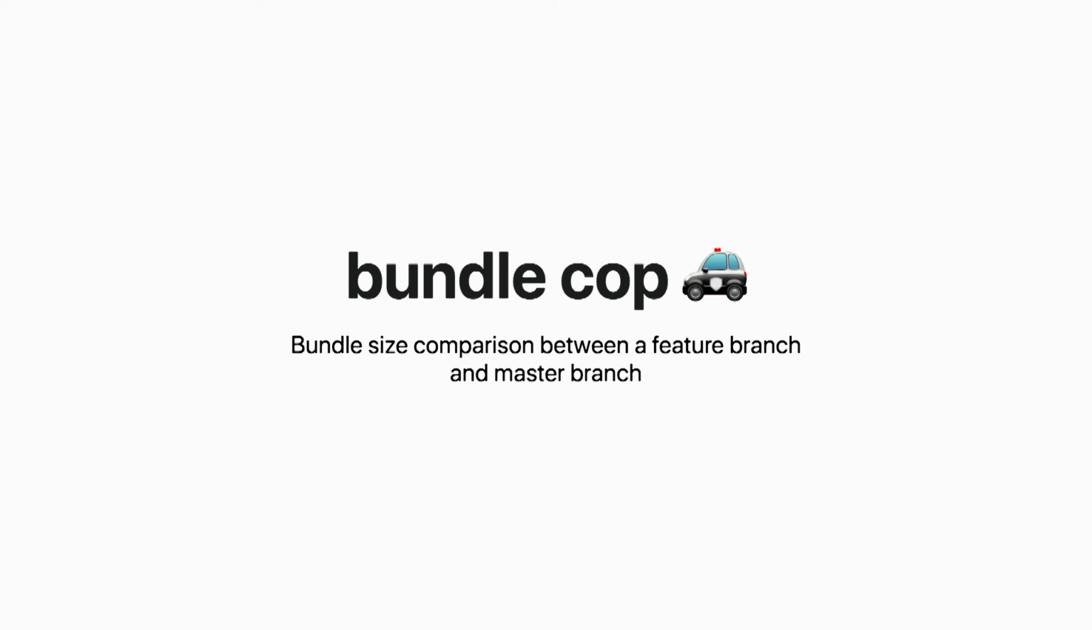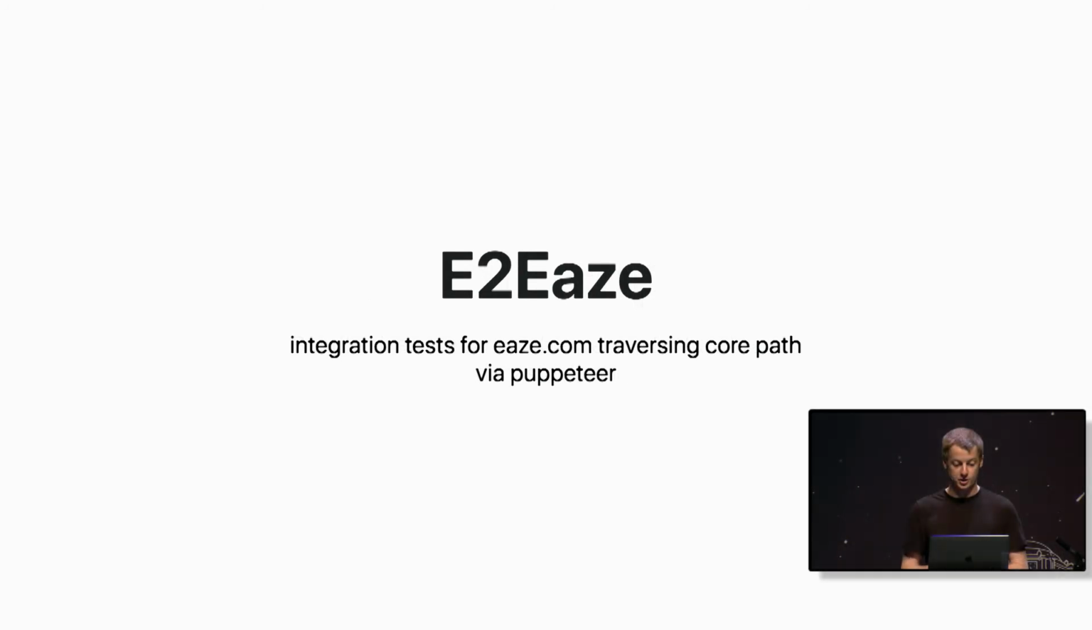The next one is called E2Ease. So this is our integration test suite for ease.com. We traverse the core flow with Puppeteer, and then we take screenshots every step of the way. On top of that, we also emulate a mobile browser and just do the same thing. And so I want to show you that as well.